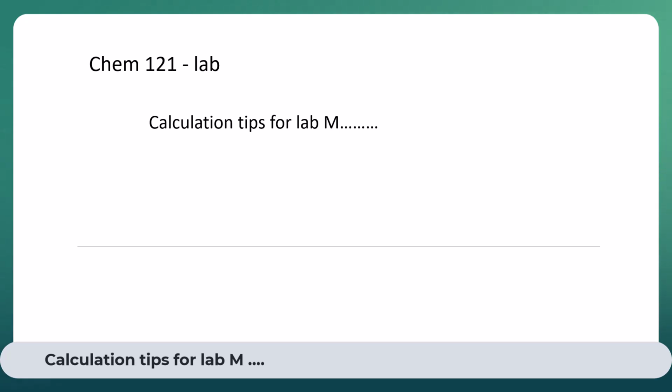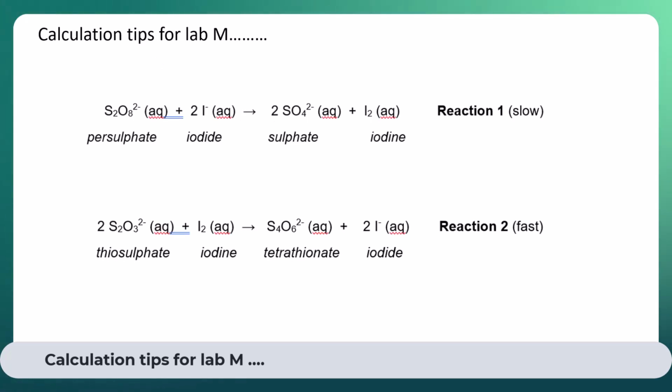So I'd like to remind you that what's happening here is there's a reaction between persulfate and iodide. This is the reaction of interest. We want to find the order of the reaction with respect to the persulfate and the iodide. The way that we're monitoring the rate of reaction is we're looking for the production of iodine.